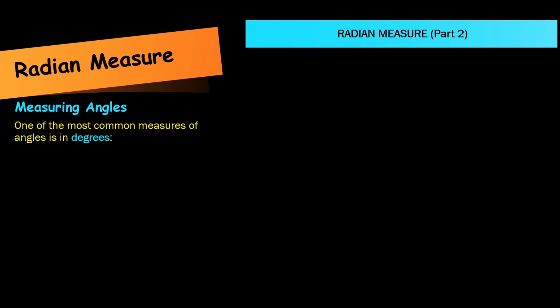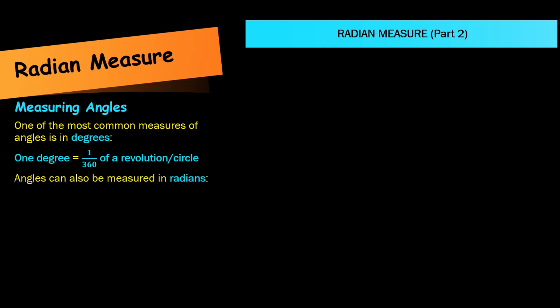In the previous session, we noted that one of the most common measures of angles is in degrees. 1 degree equals 1/360 of a revolution of a circle. Angles can also be measured in radians, and pi radians equals 180 degrees.